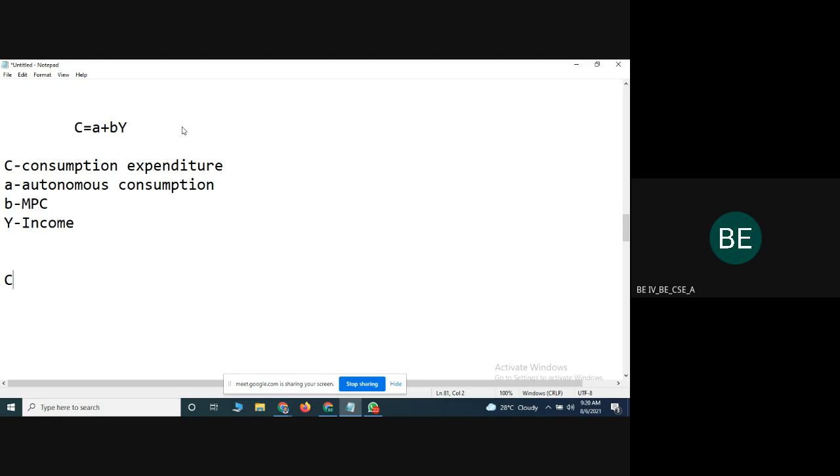For example, they are given an A value. The A value is 80 rupees. Autonomous consumption is 80 rupees, and the marginal propensity to consume is 0.8. Then they will ask you what is the expenditure of the particular person.